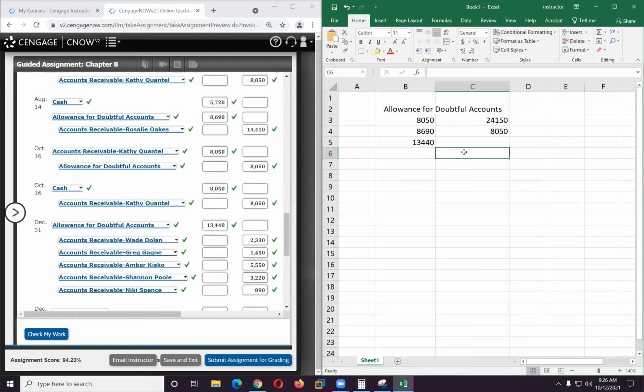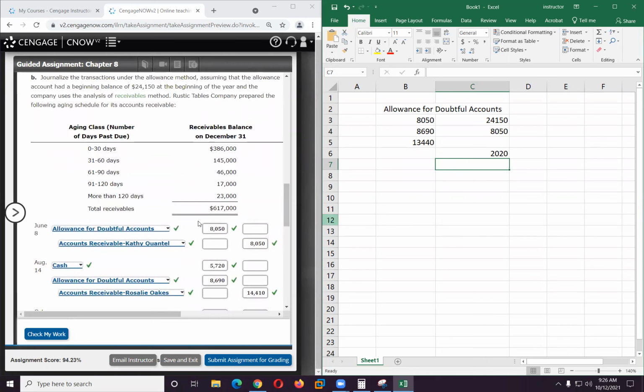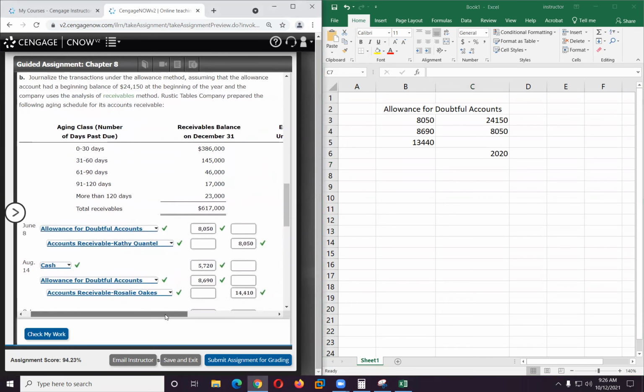So to find my new balance, I'll say this equals that plus that minus that minus that minus that. So at the end of the year, I have a balance of $2,020 in my allowance for doubtful accounts account. And so now I've got to make some kind of a journal entry to bring it up to where it should be. So here's how I figure out where it should be.